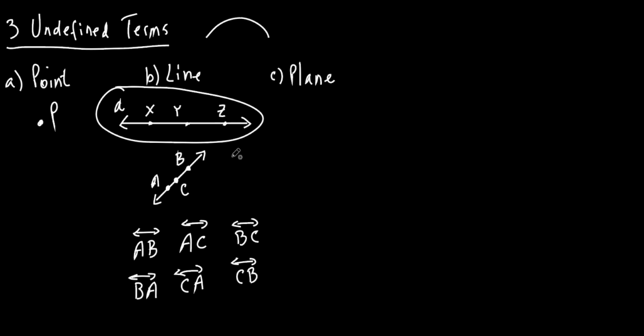But I got other options now, don't I? Because I got all these points on that line. So let's go through them. I could call it line what? XY, YX, XZ, ZX, YZ, ZY, right? There's a bunch of ways, 7 different ways I could have named that line right there.